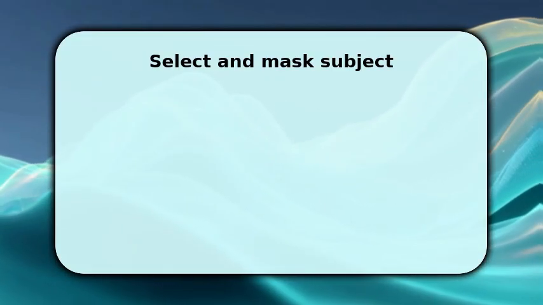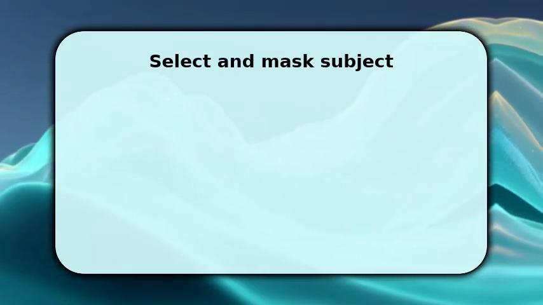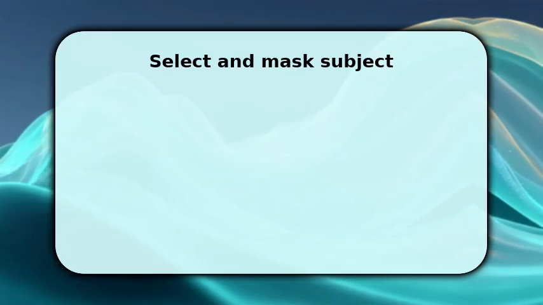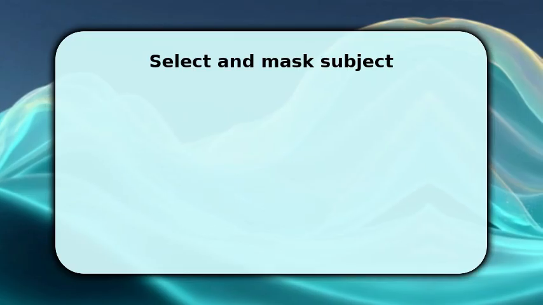Then enter Select and Mask to refine edges. Adjust Smooth, Feather, and Shift Edge by small pixels to avoid halos. Once satisfied, output to a layer mask so the selection is non-destructive.